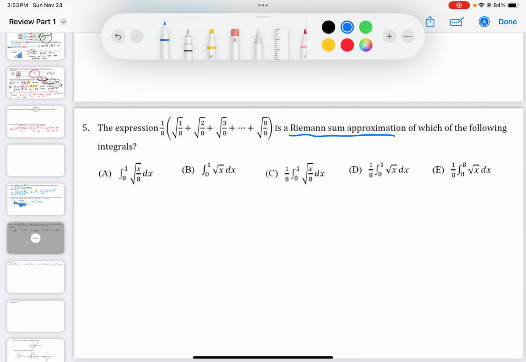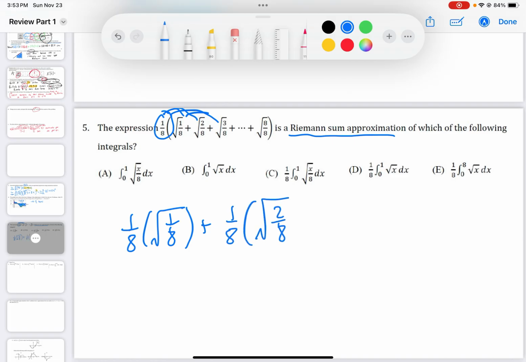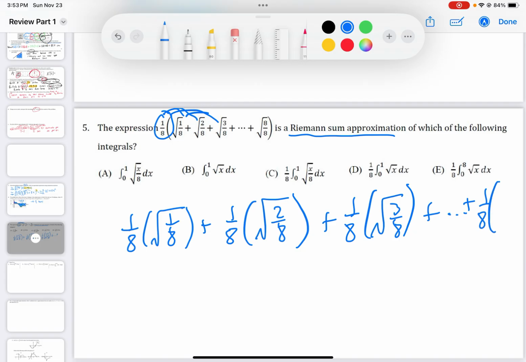So this 1/8, what is that representing, you think? If I was to distribute this 1/8 to all of them, it's 1/8 times the square root of 1/8 plus 1/8 times the square root of 2/8 plus 1/8 times the square root of 3/8, and that goes on and on and on. And there's 8 of them to get to the square root of 8/8.